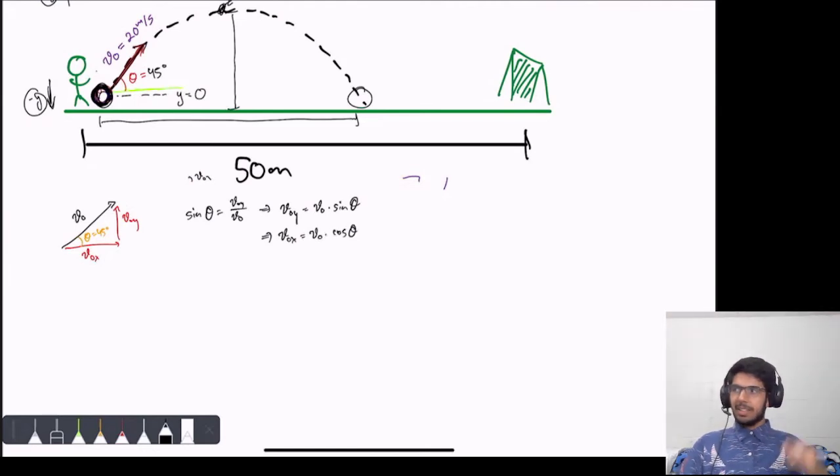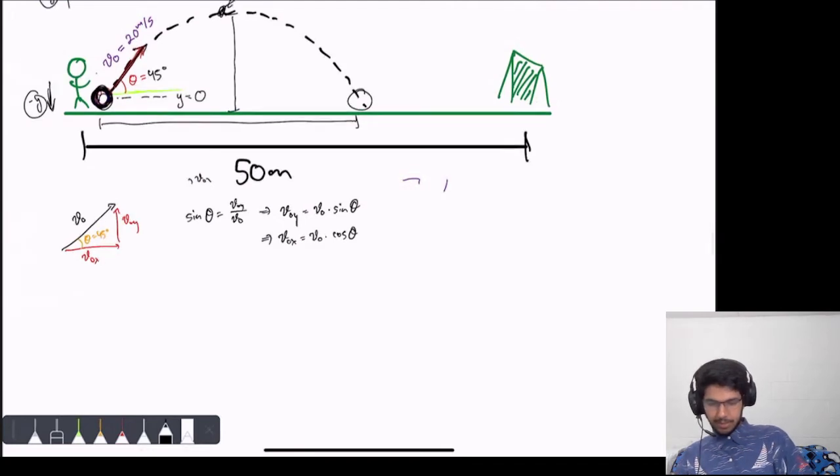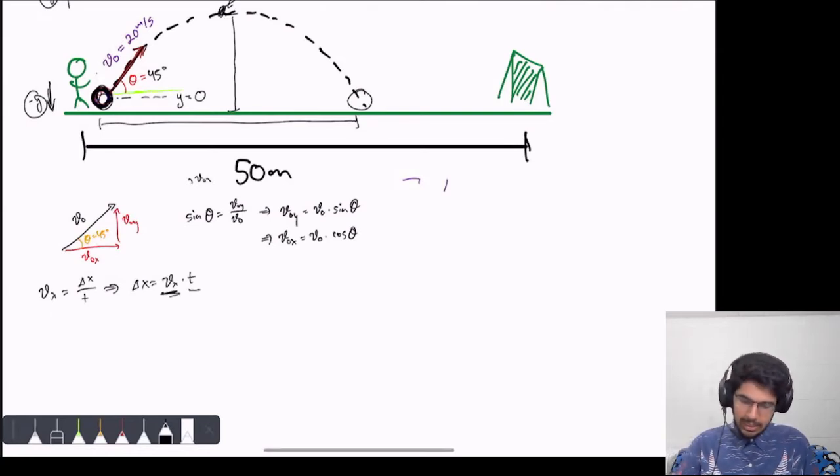Cool. The next thing we did is, well, we want to find delta x, right? So let's just write that out first. We know that vx equals delta x over t. And that tells us that delta x equals vx times t. So we have this vx already, but we need the t.